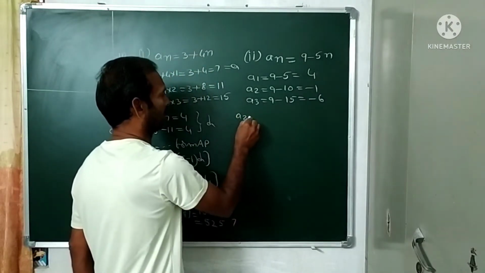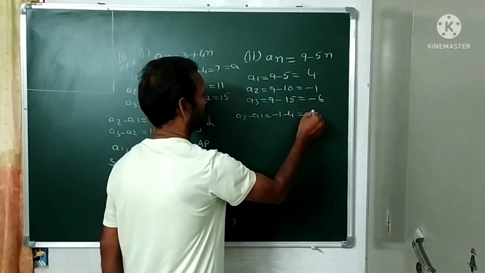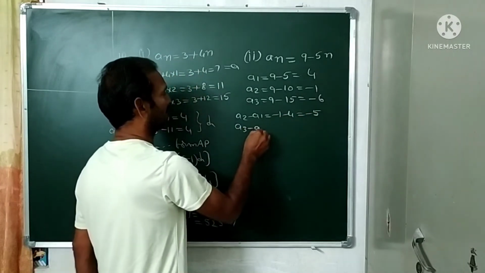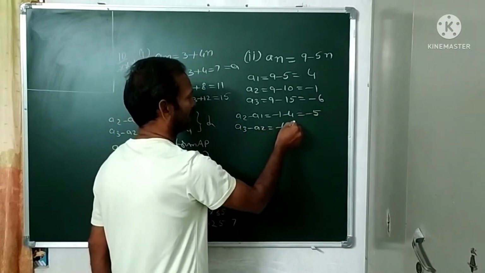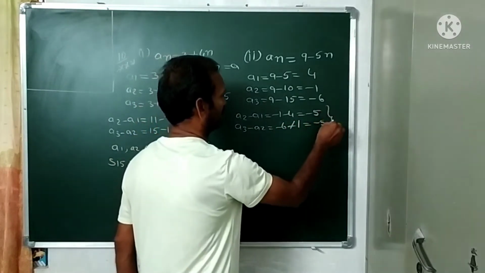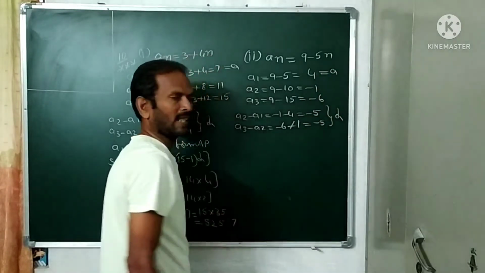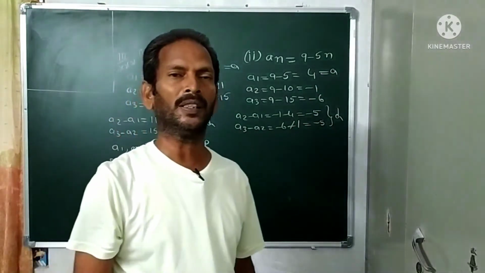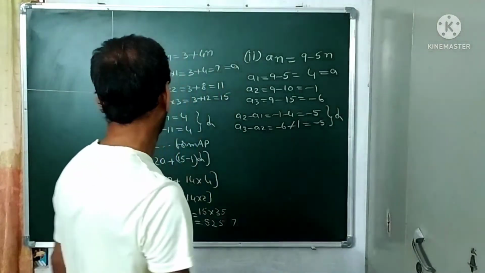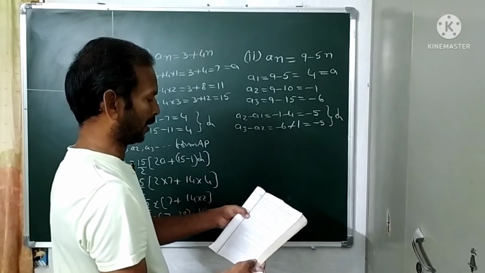Now A2 minus A1 is equal to minus 1 minus 4, which is minus 5. A3 minus A2 equals minus 6 minus of minus 1, plus 1, which equals minus 5. So this is the d value. The common difference is the same. That's why it forms an AP. What they ask is the same as in the previous question: also find the sum of the first 15 terms.